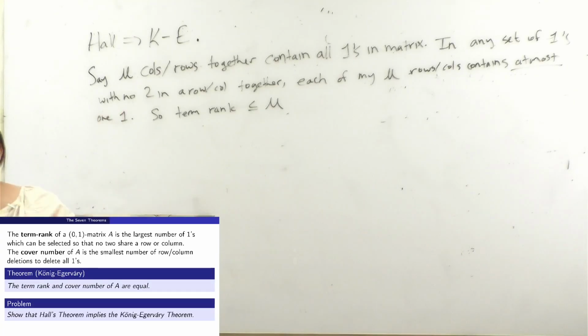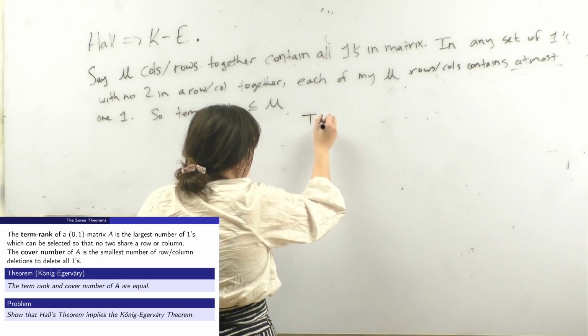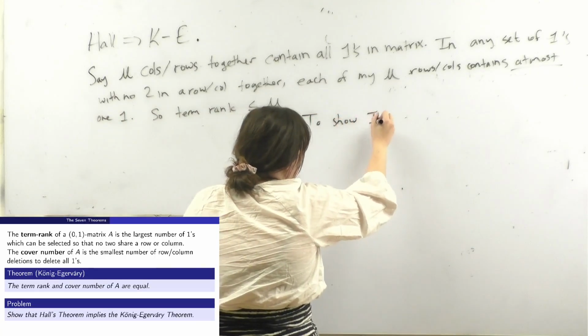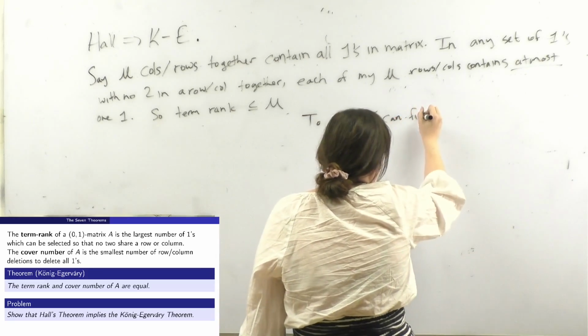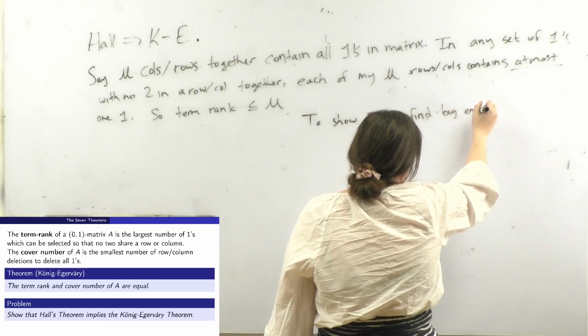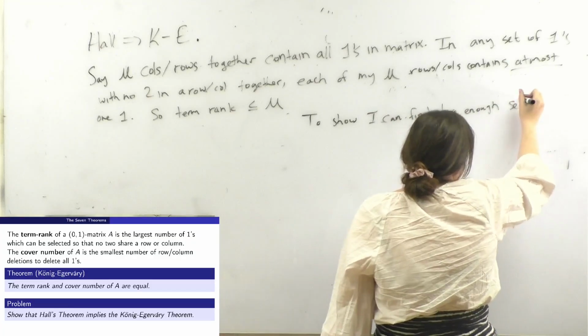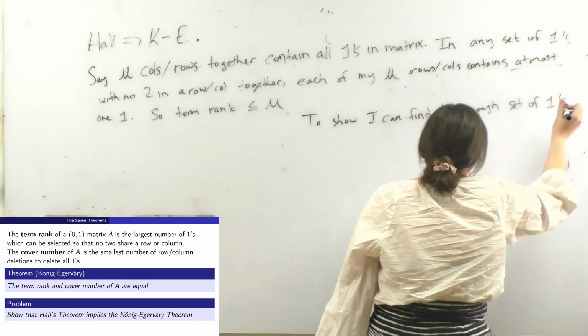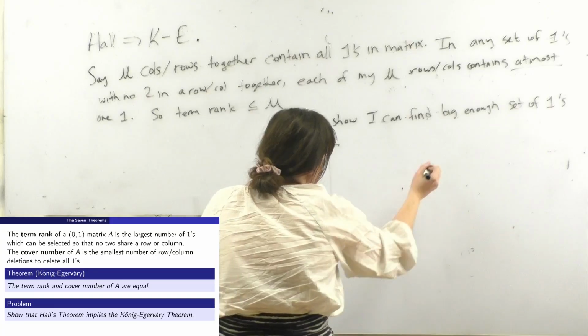So the more difficult thing is to show that the inequality goes the other way, that if I have a min cover of these columns, then I actually can find a set of ones to circle in my matrix where I get equality here. Okay. To show I can find a big enough set of ones, let's look at my matrix.